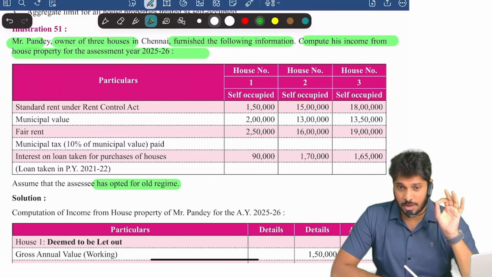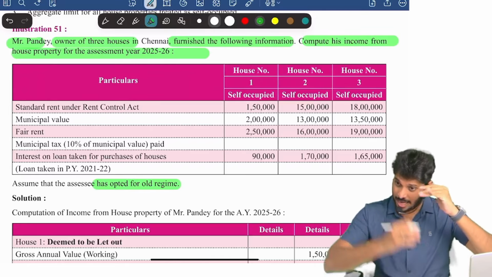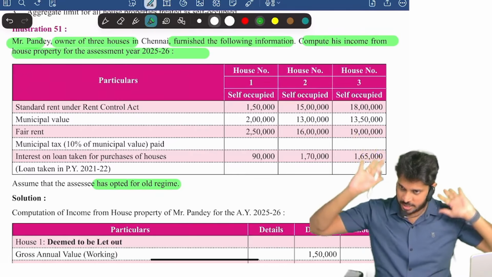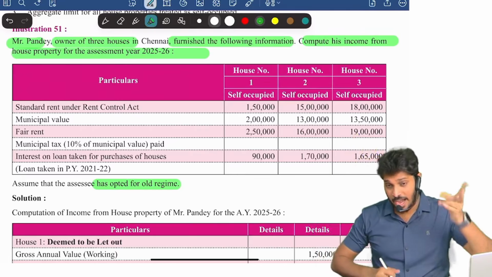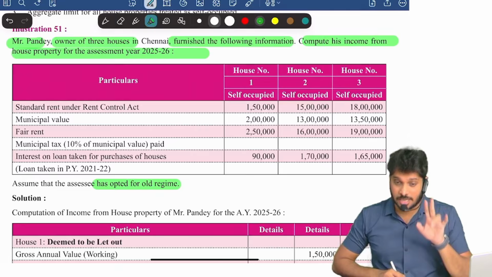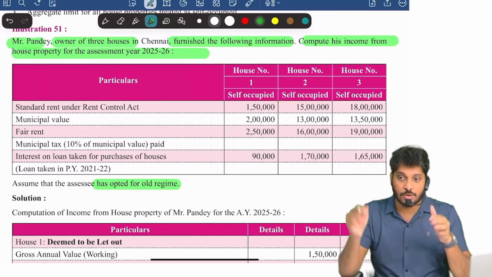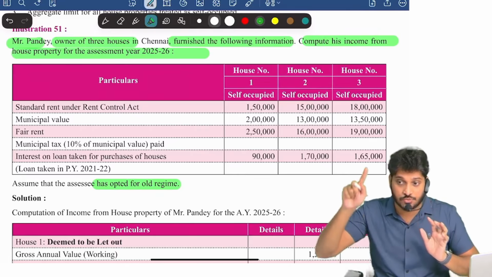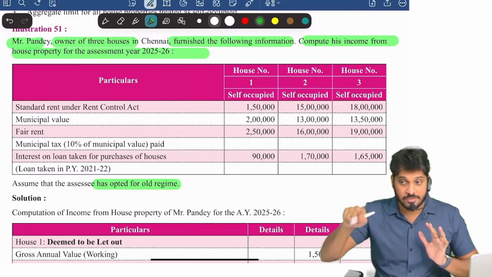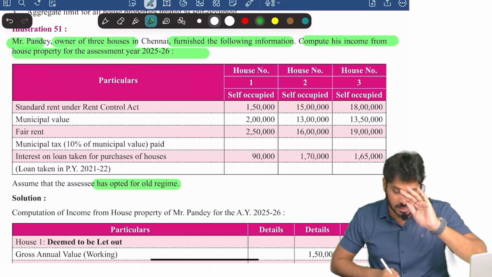For a let out property, default tax or optional tax doesn't matter, you can claim interest deduction as per whatever the interest incurred. Correct? Again, under optional tax regime, for a self-occupied property where NAV is equal to 0, benefit is claimed, maximum interest allowed is 2 lakhs, that too if the interest is for purchase or construction. If it is for some other purpose, the maximum interest allowed is 30,000.